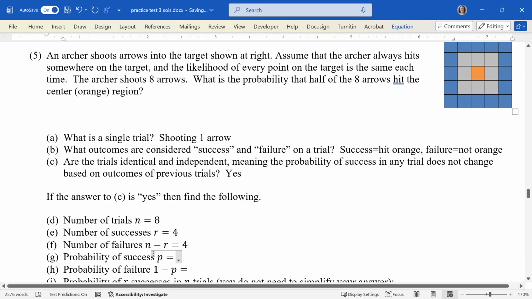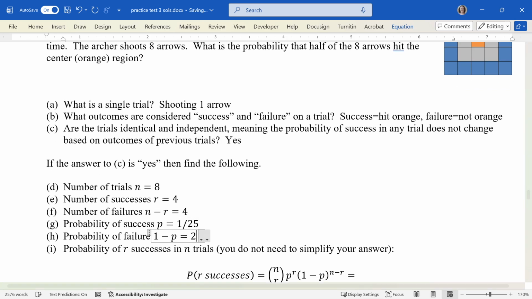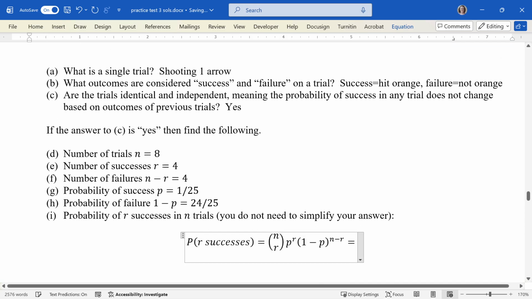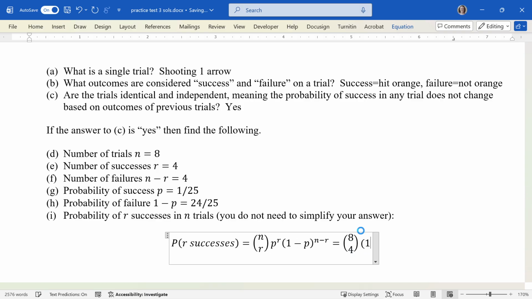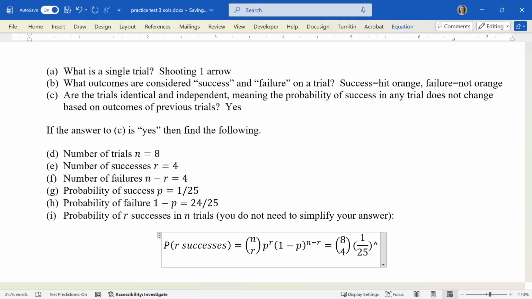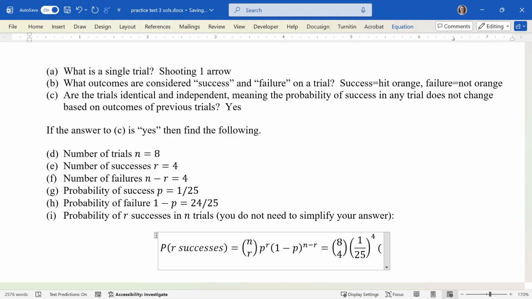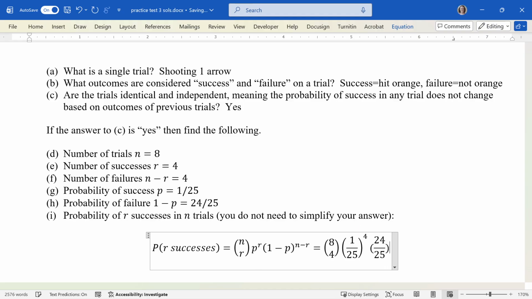Probability of success, so here I have to actually use the fact that every region has the same likelihood. So this is 25 little subsquares, and one of them is the orange one. So this is only a 1 out of 25 probability of success. That means the rest of the probability, 24 out of 25, is failure. And now I just throw everything into the formula. N choose R, P to the R, again 1 minus P, and number of failures, 4 again.